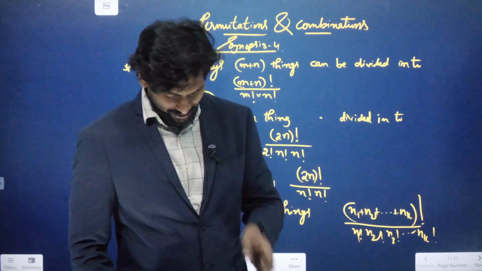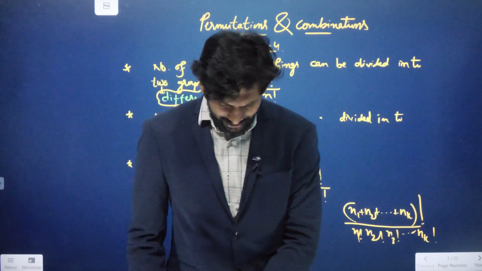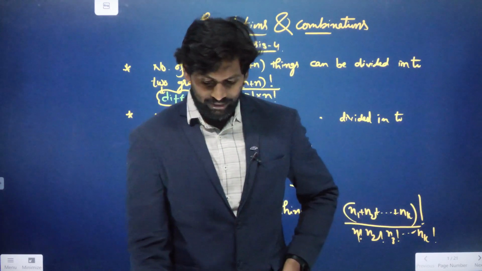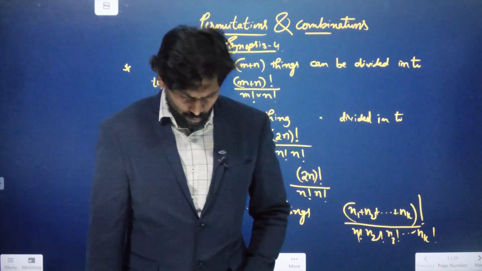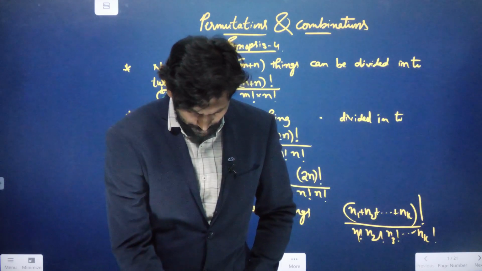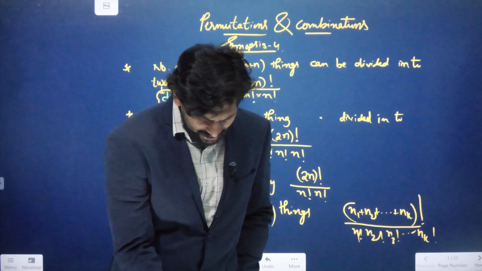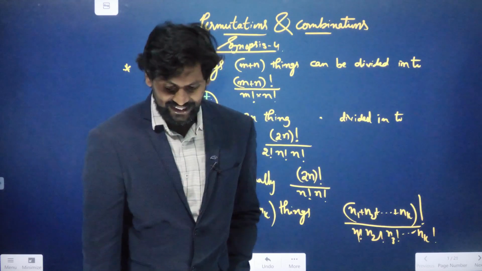Now coming to the total number of combinations. The total number of combinations of (p plus 1) into (q plus 1) of p plus q things taken any number at a time includes the case in which nothing is selected.